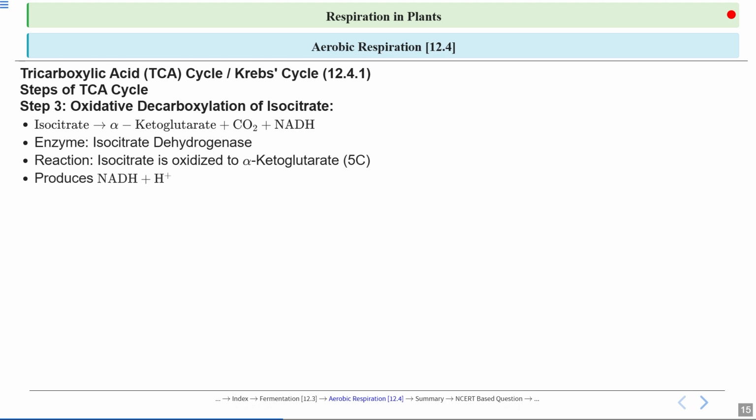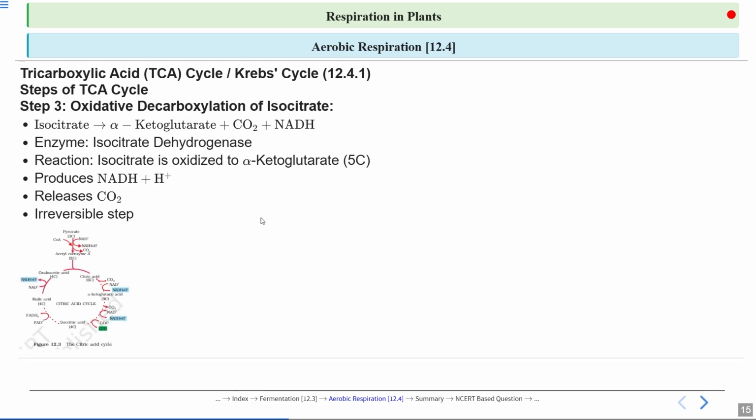So this reaction produces NADH and a hydrogen ion. Carbon dioxide is also released in this step. And this step is irreversible, meaning once isocitrate is converted to alpha ketoglutarate, the reaction will not go backward. So here in the image we can see that isocitrate is converted to alpha ketoglutaric acid with the release of carbon dioxide and NADH plus H plus.